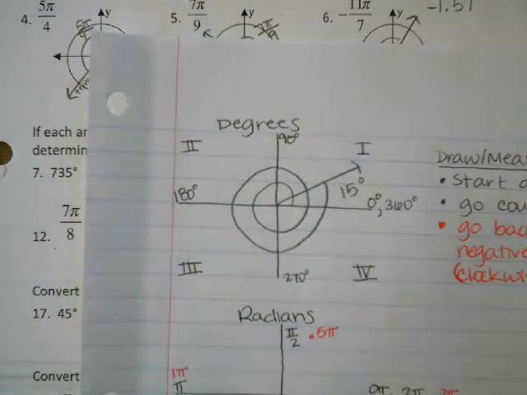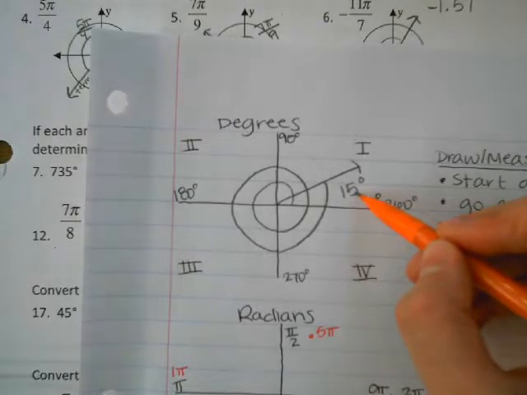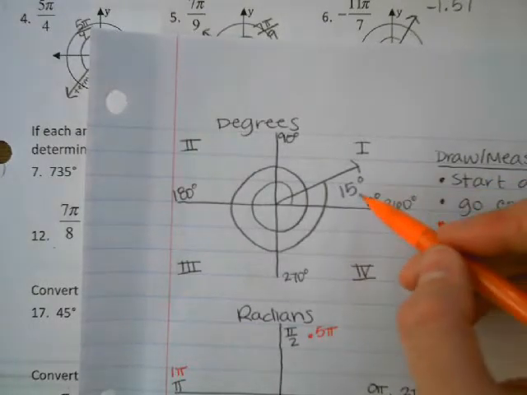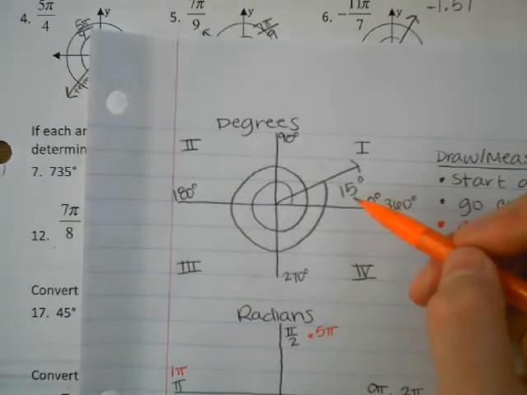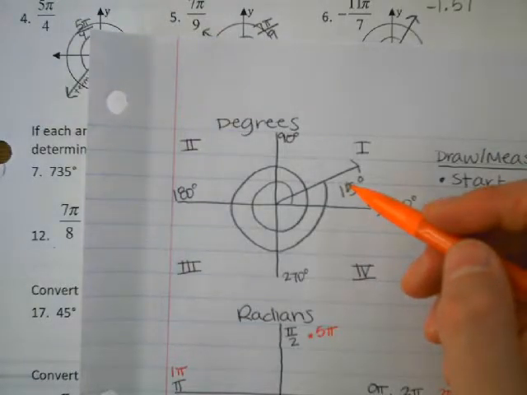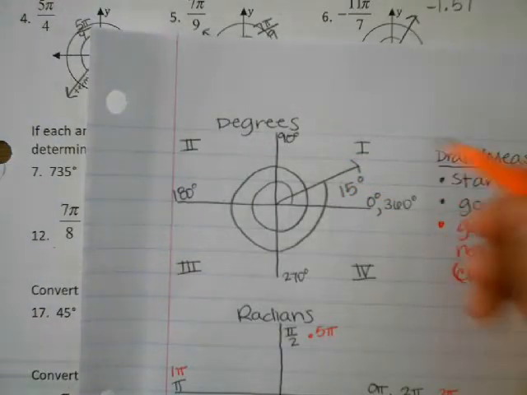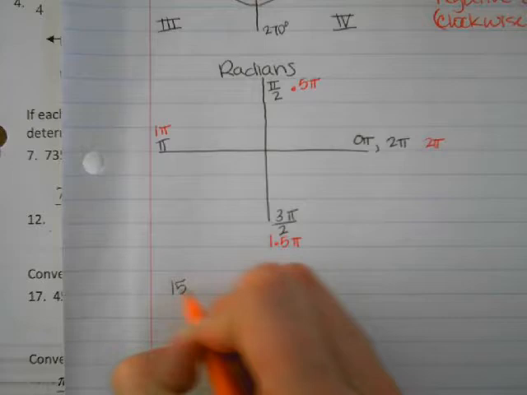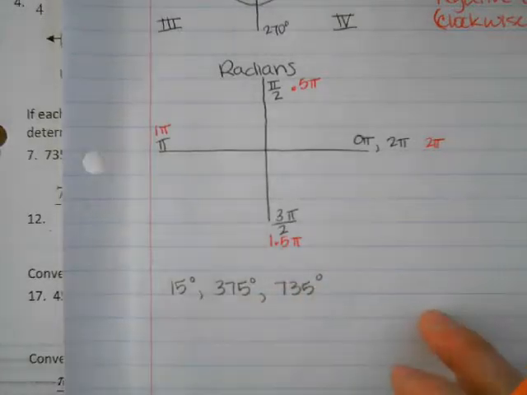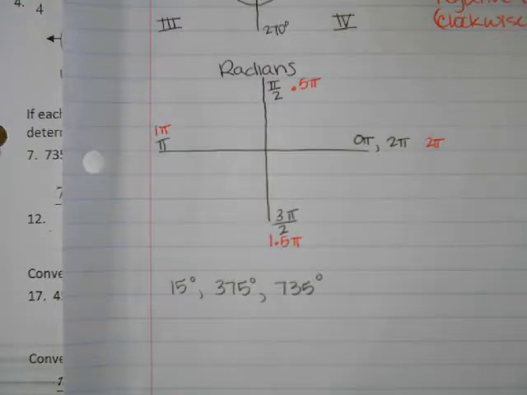So what that means is that a 15 degree angle and a 735 degree angle are actually in the same spot. Do you guys see that? Does that make sense? Okay. I want you to type 15 in your calculator and add 360 to it. 375. So that means we've got a 15 degree angle, a 375 degree angle, and a 735 degree angle, and all of those are in the exact same spot. First quadrant. They're all in the first quadrant.